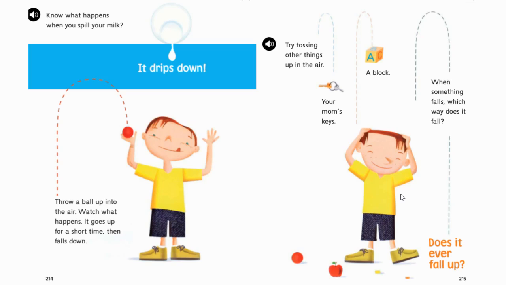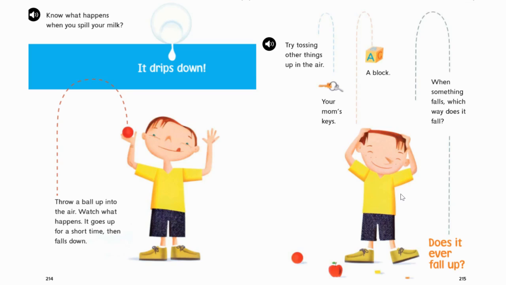Know what happens when you spill your milk? It drips down. Throw a ball up into the air. Watch what happens. It goes up for a short time, then falls down. Try tossing other things up in the air. Your mom's keys, a block. When something falls, which way does it fall? Does it ever fall up?